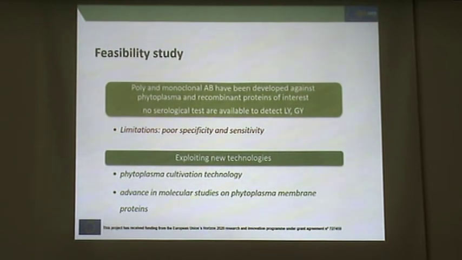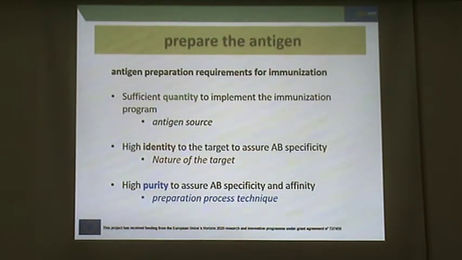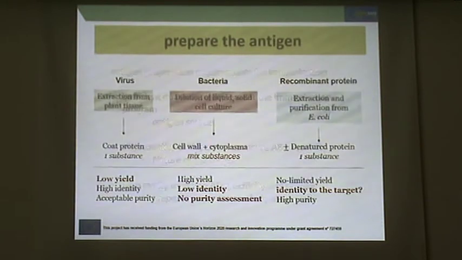So what is new? The new challenge is that we have available two new technologies. One is the cultivation of phytoplasma, like Nicoletta described before, and then we have advanced studies on the phytoplasma membrane proteins, and Elisa will give a presentation after that. So when we prepare an antigen, we work on three parameters. Is the quantity.